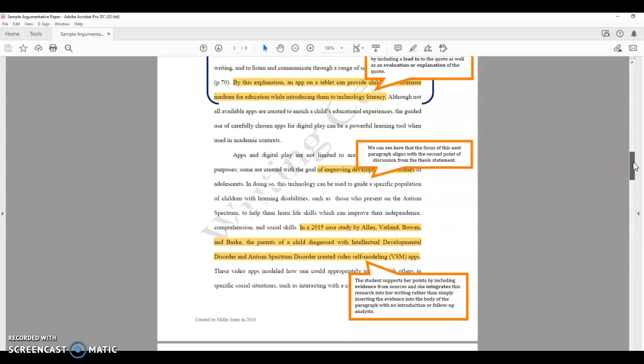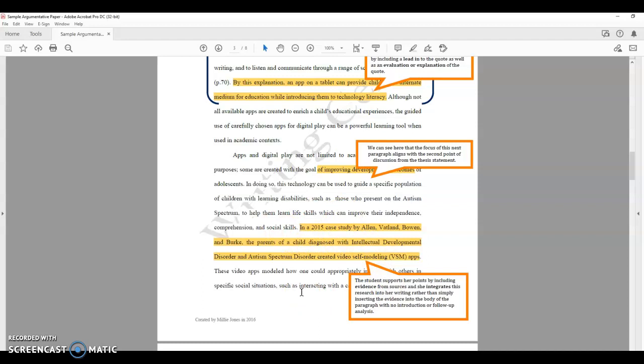So you can see that, okay, we've got the second body paragraph, and we can see that it follows the same order as the thesis statement. She's got a nice topic sentence that tells the reader what the focus is going to be. Okay. And then too, she also uses some evidence. She integrates some evidence to support her argument, okay?